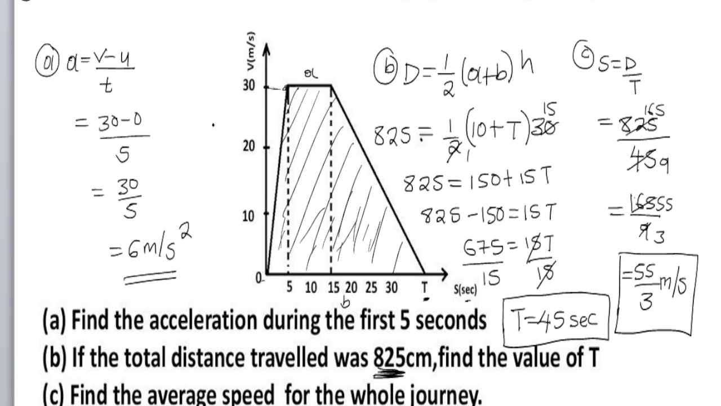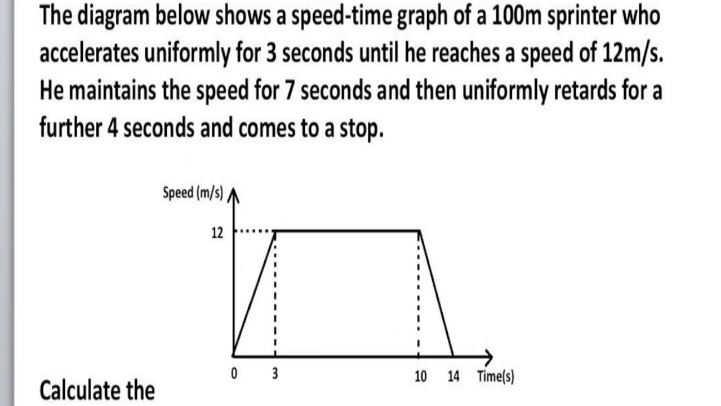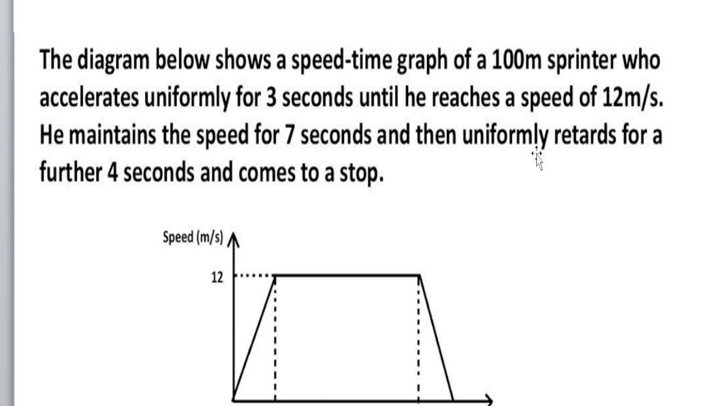Let's look at another example that we can call example number 2. So this is the second example. The diagram below shows a speed time graph of a 100-meter sprinter who accelerates uniformly for 3 seconds until he reaches a speed of 12 meters per second. He maintains the speed for 7 seconds and then uniformly retards for a further 4 seconds. Alright, so this is the journey that they were explaining.